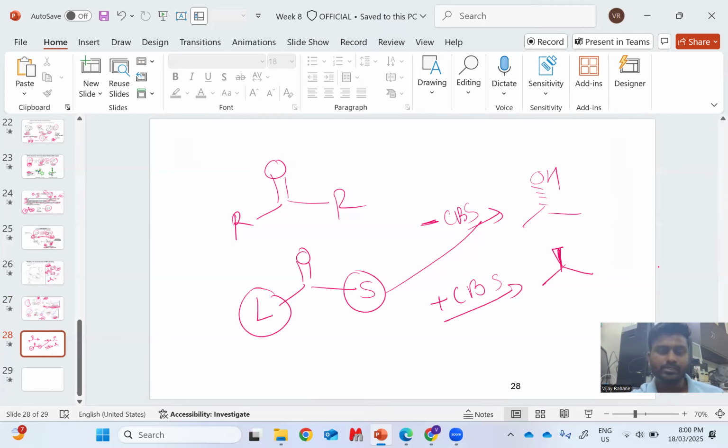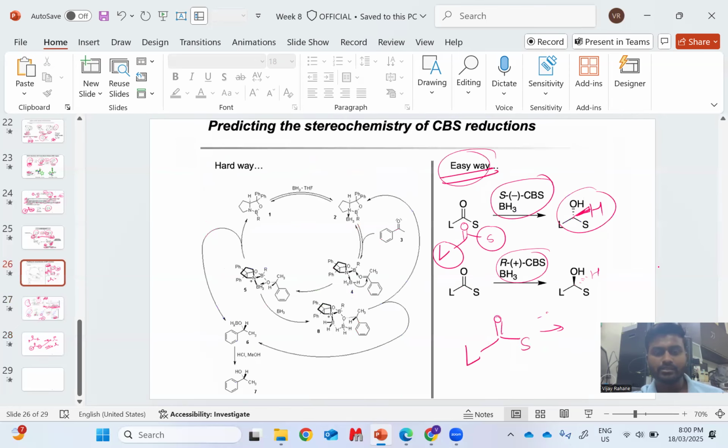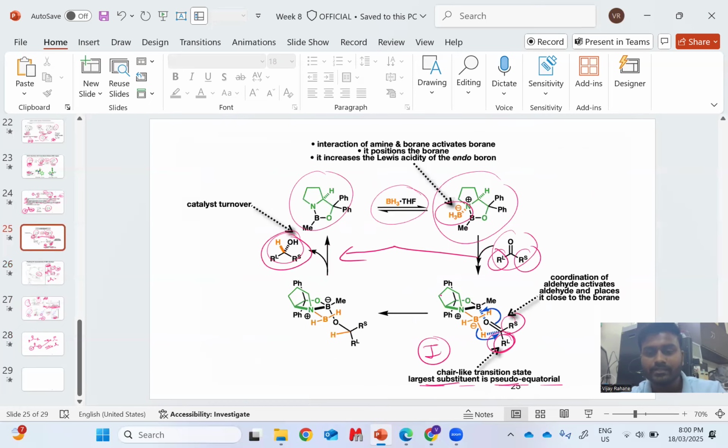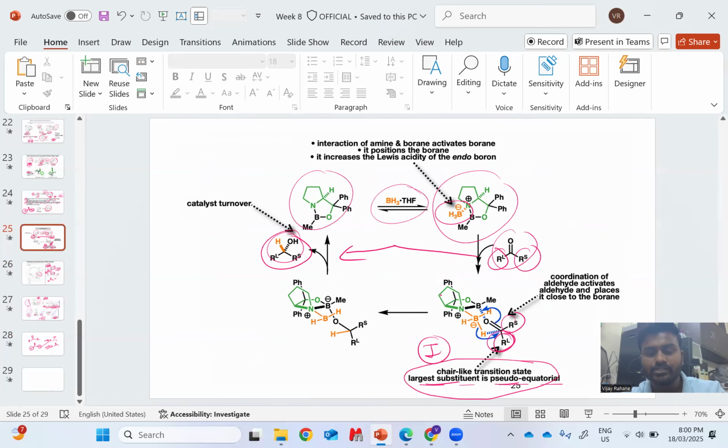You don't really require drawing the entire transition state, but for conceptual purposes you can always remember this transition state. You can see how this six-membered transition state gets formed, and in this chair-like transition state, how the larger group is directed toward the pseudo equatorial position, which drives the enantioselective hydride transfer across the carbonyl compound.